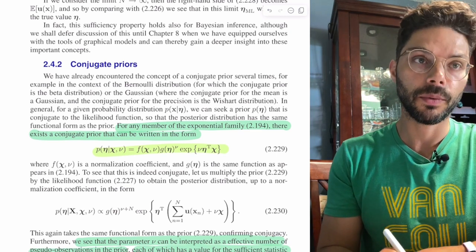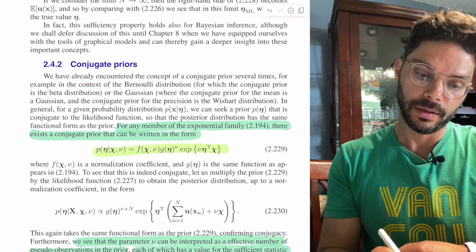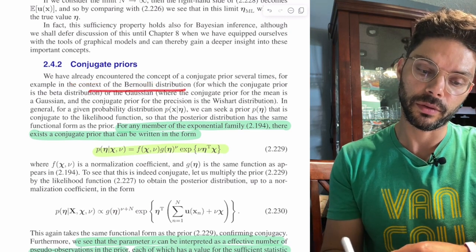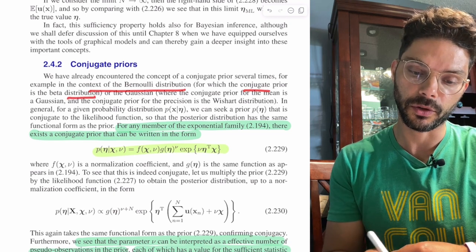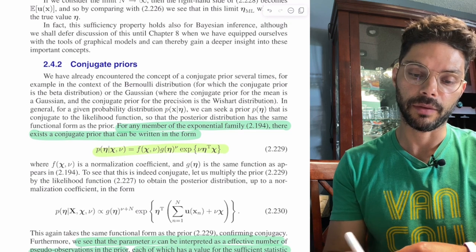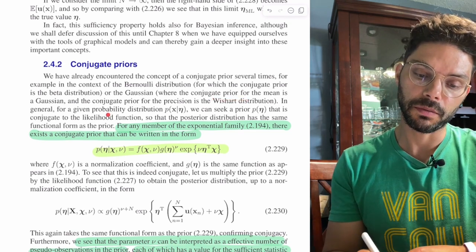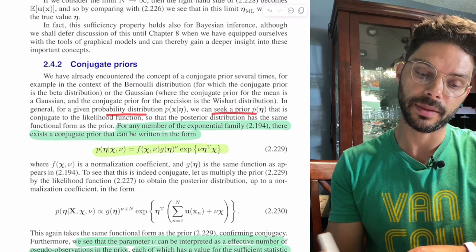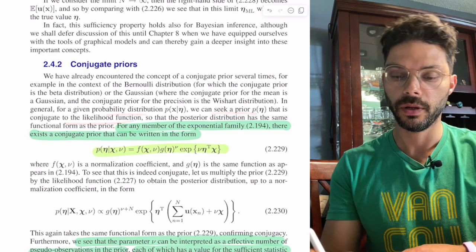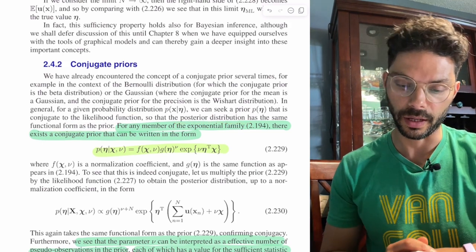So we have already encountered the concept several times. Indeed, for example, in the context of the Bernoulli distribution, for which the conjugate prior is the beta distribution, or the Gaussian, where the conjugate prior for the mean is Gaussian and for the precision is the Wishart. In general, for a given probability distribution, we can seek a prior that is conjugate to the likelihood function, so the posterior distribution has the same functional form as the prior. This is just what we just said.